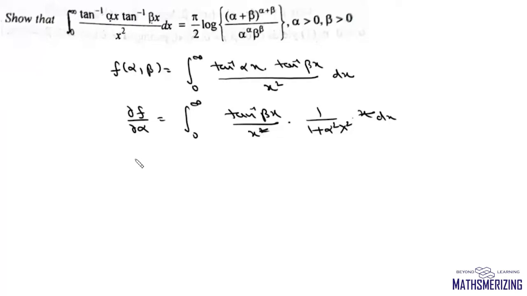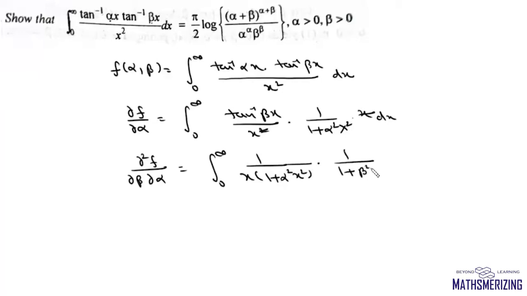So what we'll do is we'll partially differentiate this function, but now with respect to beta. So we'll write del square f upon del beta del alpha, and it'll be this integral from 0 to infinity. Now here will be 1 upon x into 1 plus alpha square x square into, now the derivative of tan inverse beta x will be 1 upon 1 plus beta square x square into x dx. Now here x and x will cancel. So we have this integral.